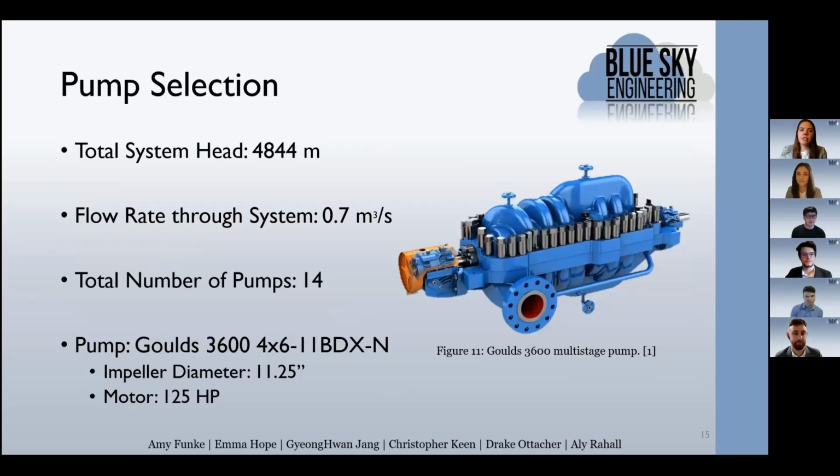Now, based on this overall system, we found a head of just under 5,000 meters and a flow rate of 0.7 meters cubed per second. Now, to size pumps that meet this requirement, we will need 14, and those are again located on that 6-inch section. The pumps that we selected are the Goulds 3600 4x6-11 with the impeller diameter of 11.25 and motor of 125 horsepower to avoid the point design.